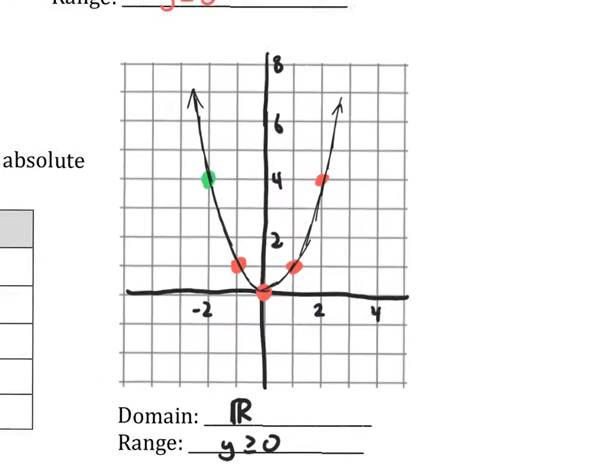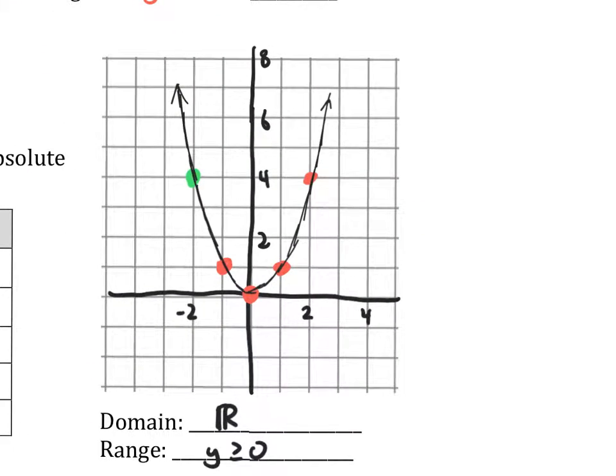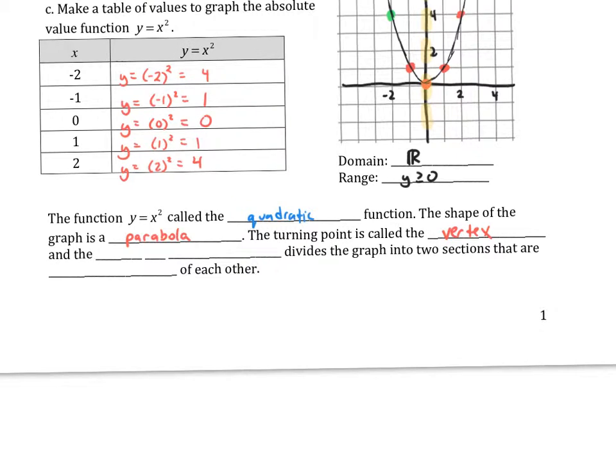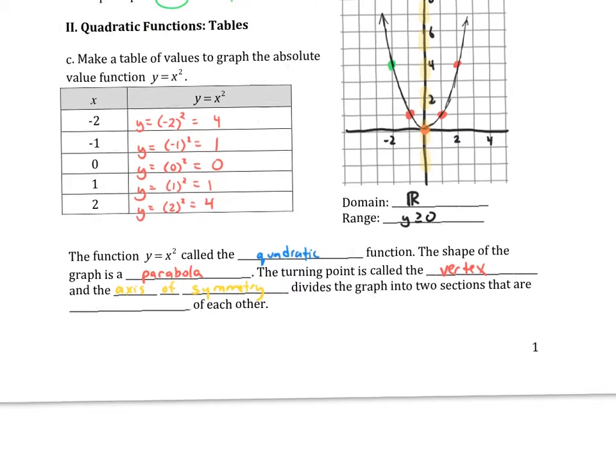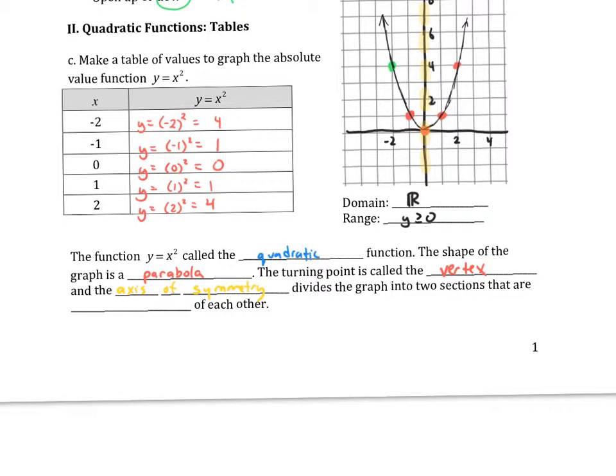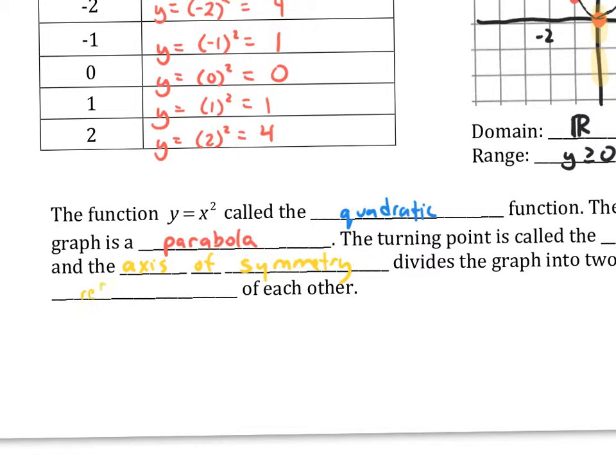And of course, a little bit hard to see, so I'll change color here. This line right here that passes through the vertex is like a mirror for both sides. It bounces on either side. And there we go. This is called the axis of symmetry. And it divides the graph into two sections that are reflections of each other.